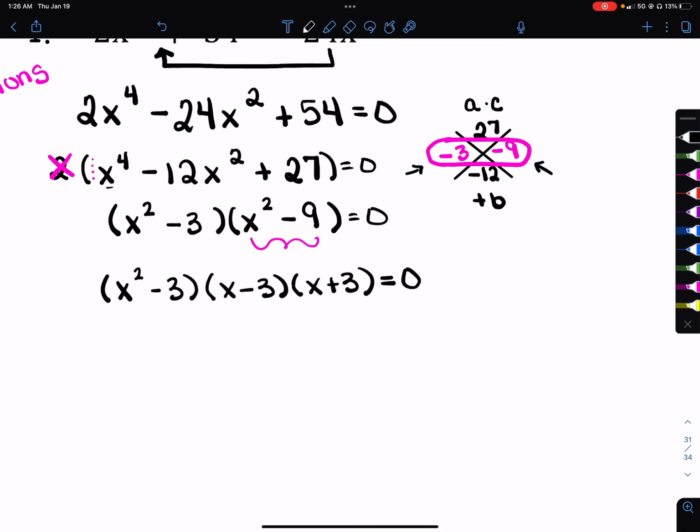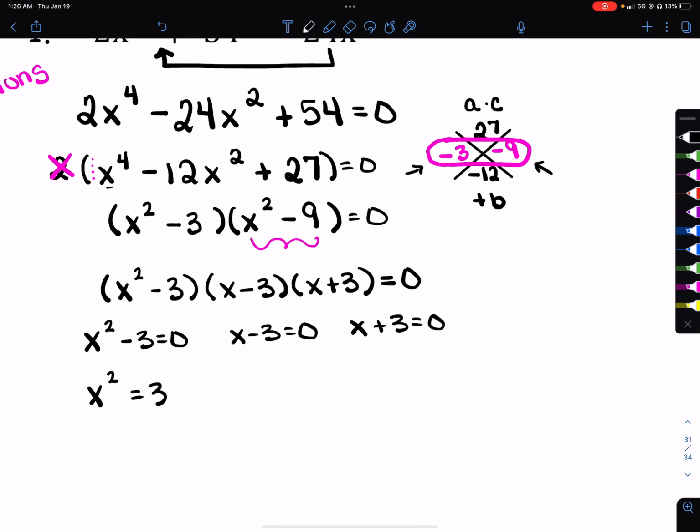Okay, so then I have x squared minus 3 equals 0. I would have x minus 3 equals 0. And I would have x plus 3 equals 0. So this first one gives me x squared equals 3. To get rid of a square, we take the square root. So then I have x equals plus or minus the square root of 3.